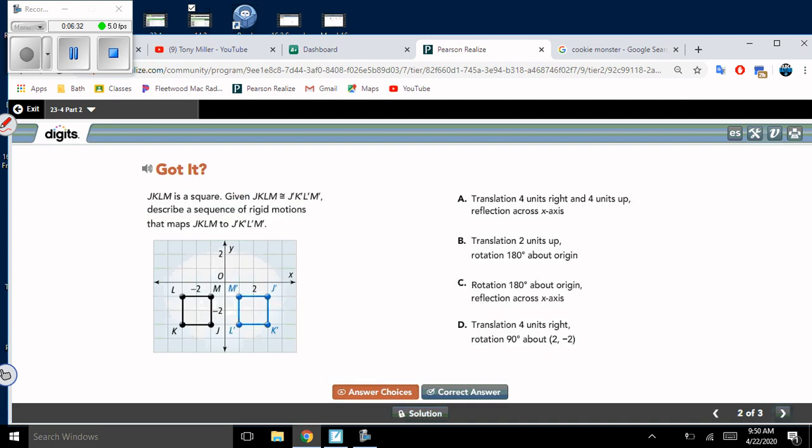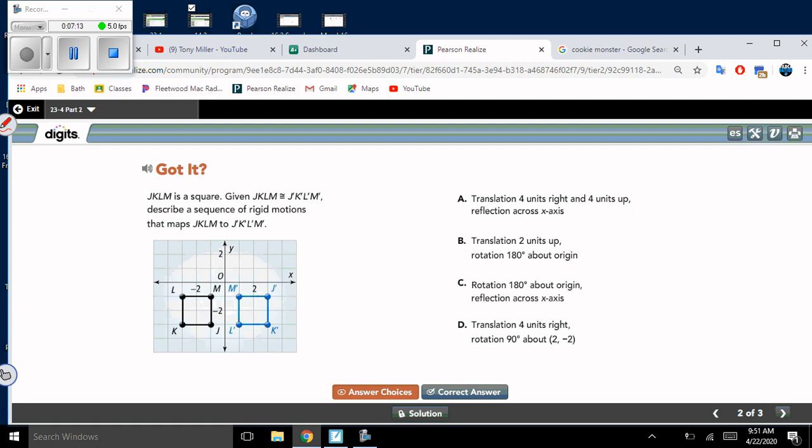On the next slide, we've got a square JKLM. It's congruent to J prime, K prime, L prime. Again, one of the things I would tend to do, and you're going to get a lot of this on the homework, is look at these 4 choices and try to eliminate some. So if I take a look at C, for example, rotate 180 degrees around the origin and then reflect across the x-axis, would that work? If I look at B, translate 2 units up and rotate it about the origin, and so forth. So let's take a look at A.